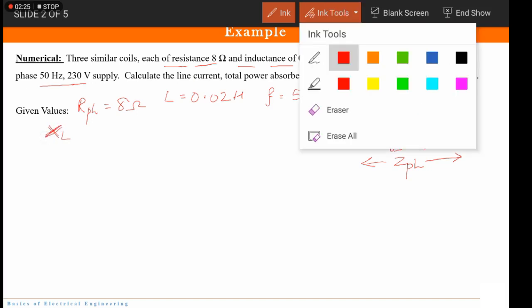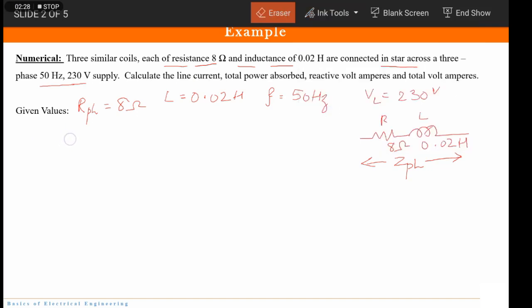So we know how to calculate XL, isn't it? So how to calculate XL? XL is omega L, which is 2 pi FL. So we shall place all the values. So 2 into 3.14 into 50 into 0.02. So our XL comes out to be 6.28 ohms.